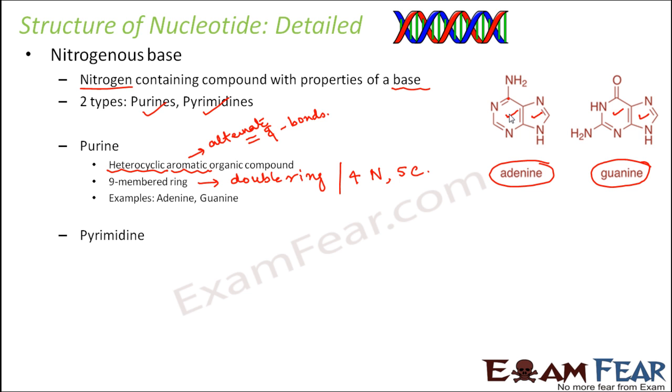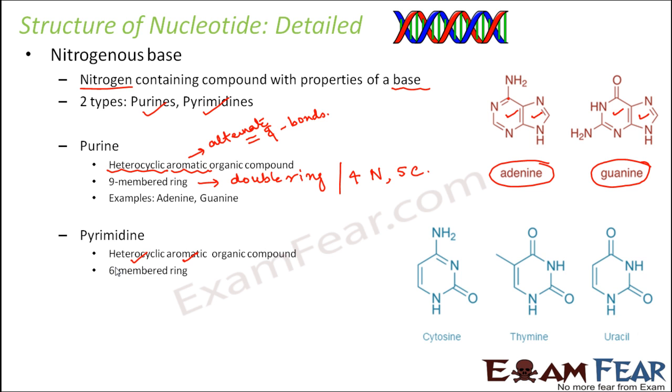Let us talk about pyrimidines now. These are also heterocyclic aromatic organic compounds. They will also have alternate double and single bonds, and they will also have atoms from at least 2 different elements. For example, these are examples of pyrimidines: cytosine, thymine and uracil. Here you see you do not have a double ring structure. Here you have a single ring system. How many membered ring is this? 1, 2, 3, 4, 5, 6. So a 6-membered ring, as you can see here.